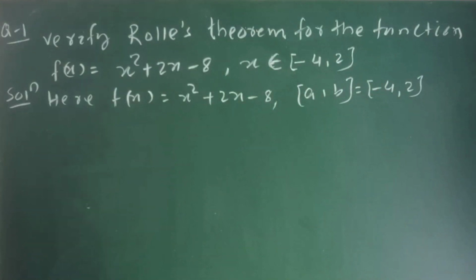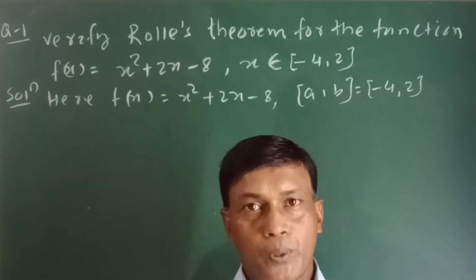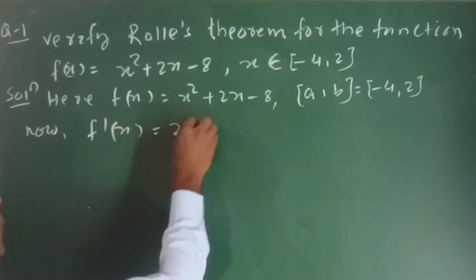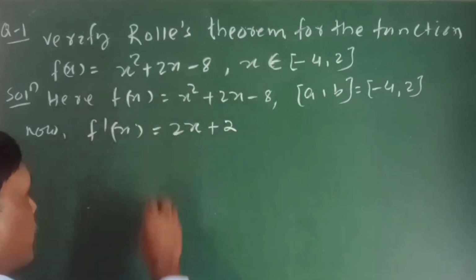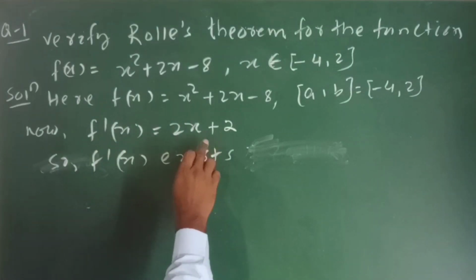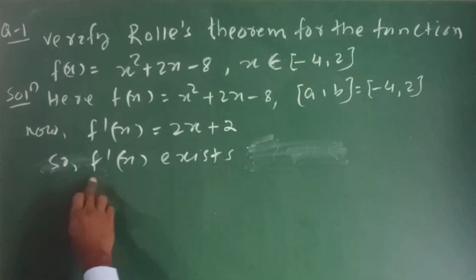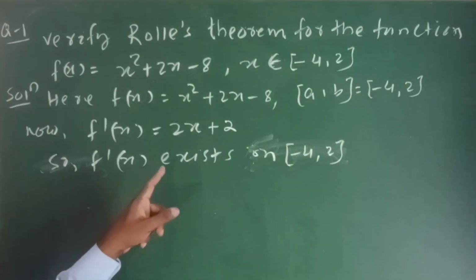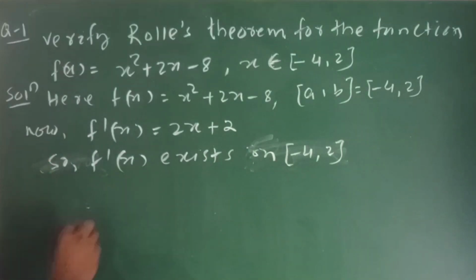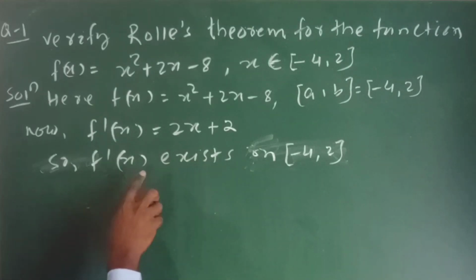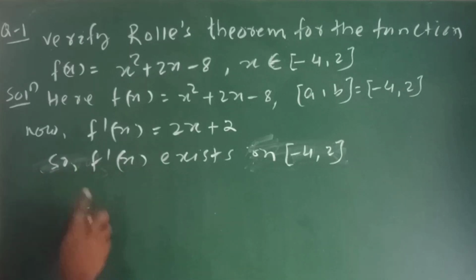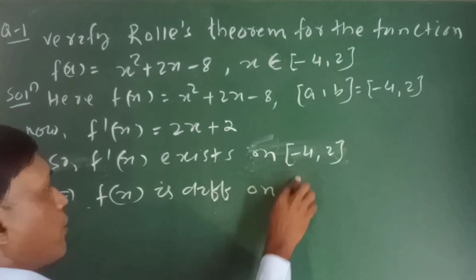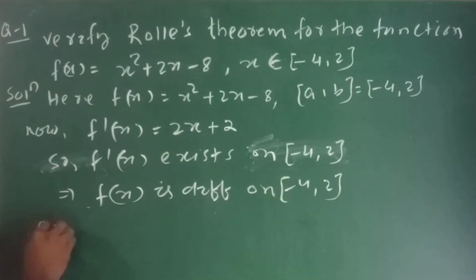In order to verify whether Rolle's theorem is verified or not, we have to show the 3 conditions. f of x is equal to x square plus 2x minus 8 and f dash x, the derivative with respect to x, is 2x plus 2. That means f dash x is a polynomial. If this is a polynomial, its value exists for every real number. That means f dash x exists on the closed interval minus 4, 2. If f dash x exists, then f of x is differentiable on minus 4, 2. And we find the first condition.